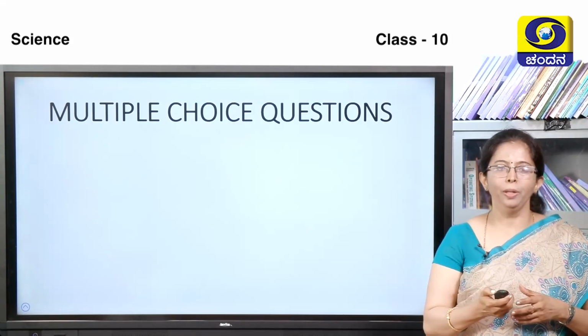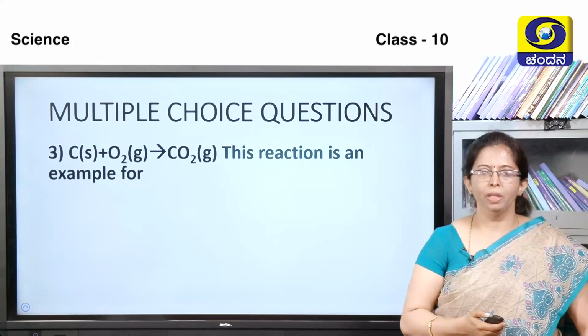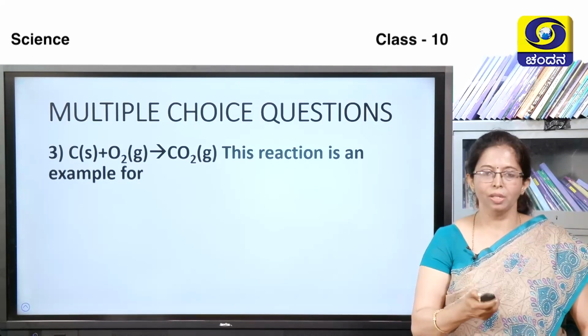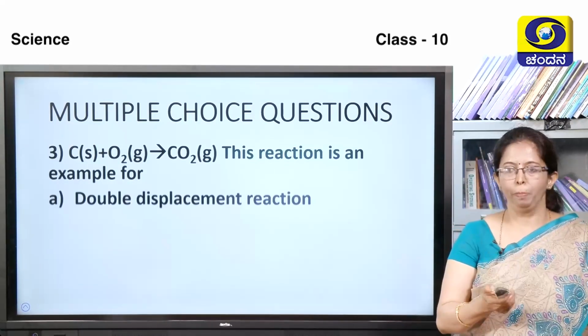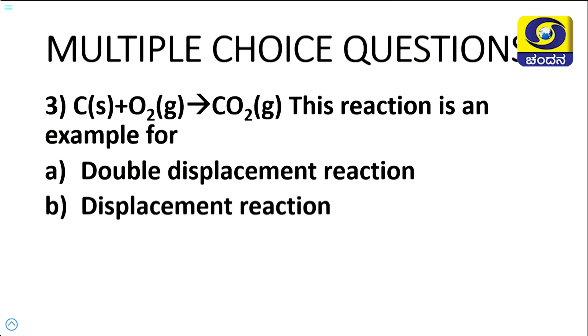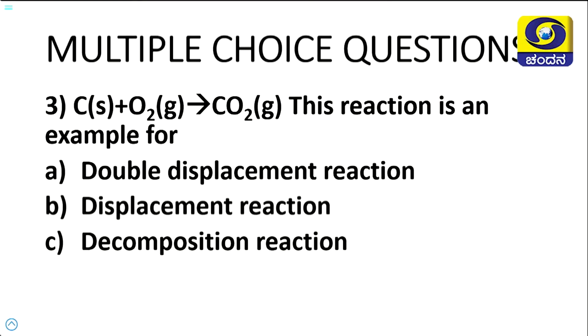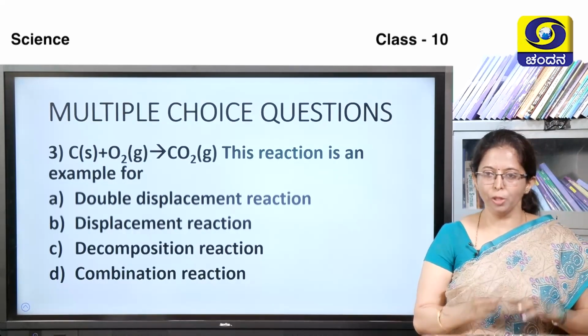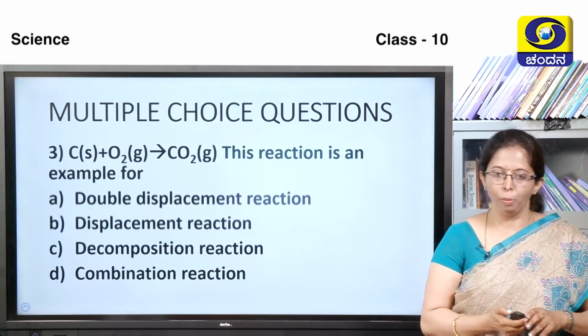Moving on to the next one. So, here one equation has been given. Carbon, when it reacts with oxygen, forms carbon dioxide. This reaction is an example for option A, double displacement reaction, option B, displacement reaction, option C, decomposition reaction, option D, combination reaction. What might be the answer, do you think? Yes, you are absolutely correct. It is option D, combination reaction to form a single product. So, this is an example for combination reaction. Well done, children. Your answer is absolutely correct. It is option D, combination reaction.